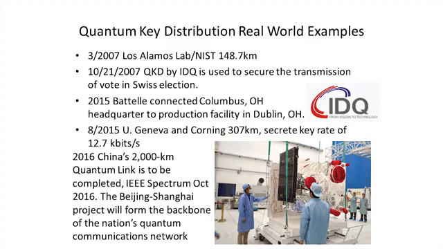At the end of last year, 2016, China completed a 2,000 kilometer quantum link between Beijing and Shanghai. It was reported in the IEEE Spectrum October 2016 issue. This Beijing-Shanghai project will form the backbone of China's quantum communication network.